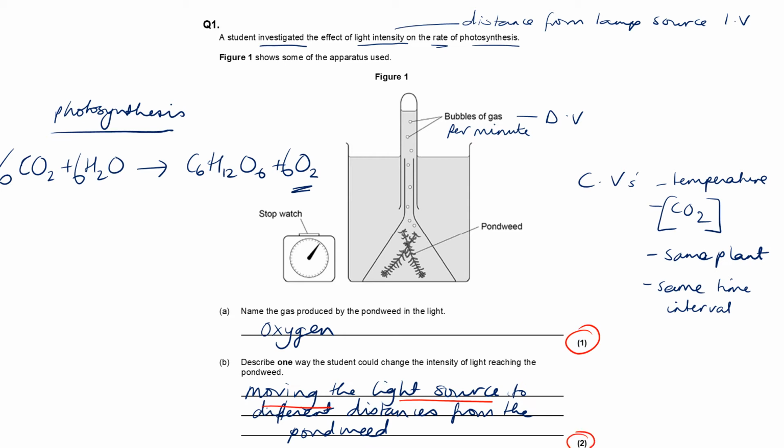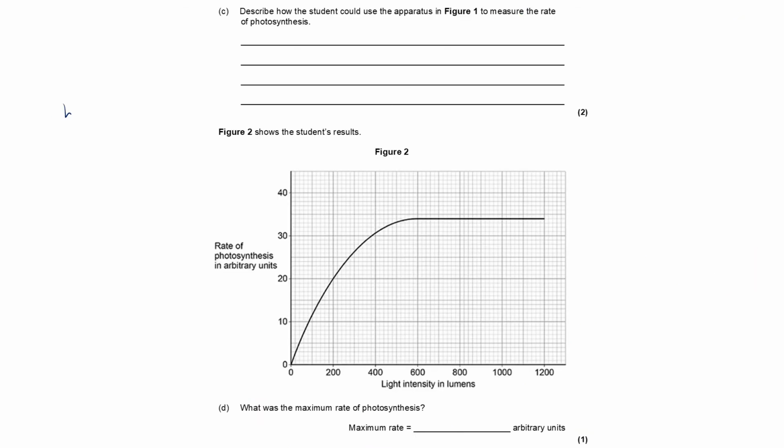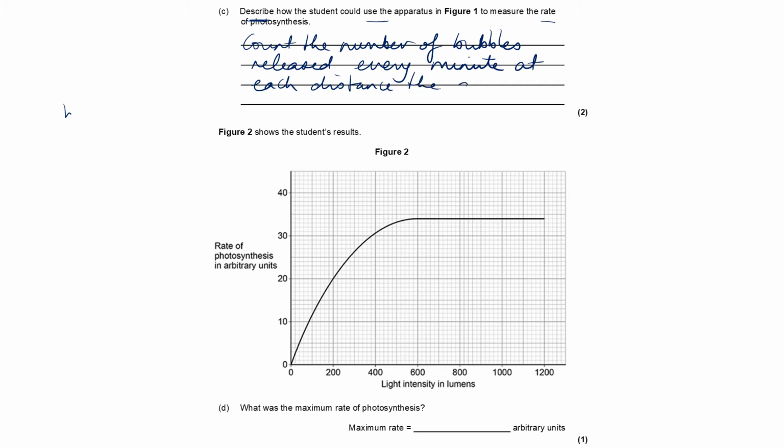The next part of the question, part C, is asking me to describe how the student could use the apparatus in figure 1 to measure the rate of photosynthesis. So rate is basically how quickly something is done or happens over a period of time. I have used the information from my annotations, basically the dependent variable, which is to count the number of bubbles released every minute at each distance the lamp is moved from the pondweed.